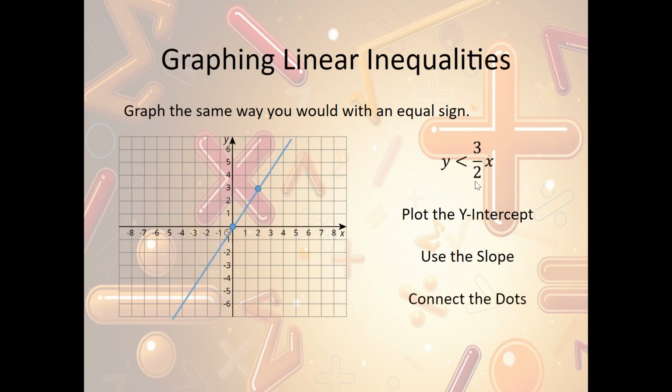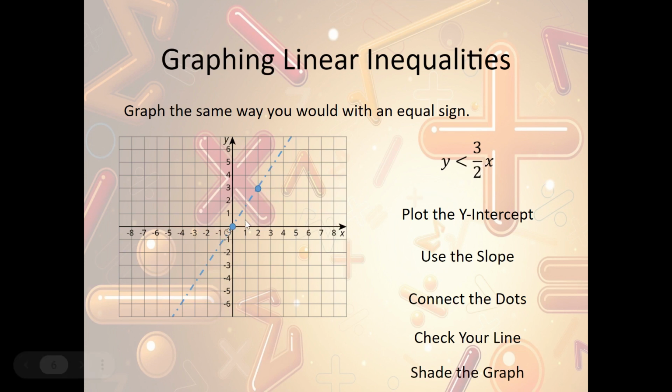But I need to check to make sure I have the correct line, which in this case, they didn't add anything extra, so I don't either, so it should be a dotted line. So there's my dotted line. Now I just need to shade it. So it says y is smaller than the line, so I'm going to go along my y-axis and find where it meets the line, which is here, and I want all the y's that are smaller. All of those are down here, so I'm going to shade everything on this side of the line.